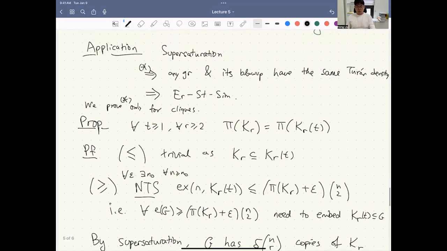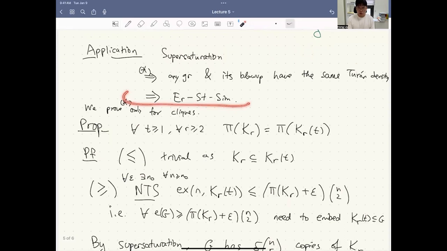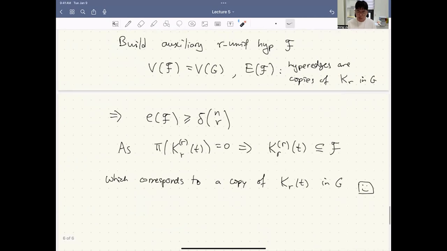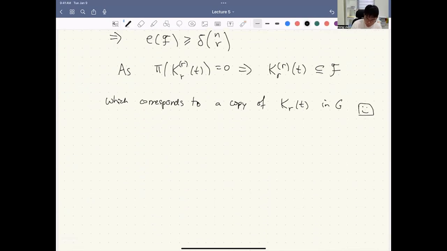So now we can give another proof of the Erdős–Stone–Simonovits theorem. This is the third proof, right? We have the classical combinatorial proof using double counting, induction, and averaging. And then we have this modern proof using the embedding lemma as a black box. Now it's a third proof, which looks a little bit like the second proof. So, the third proof of the Erdős–Stone–Simonovits theorem, via supersaturation.